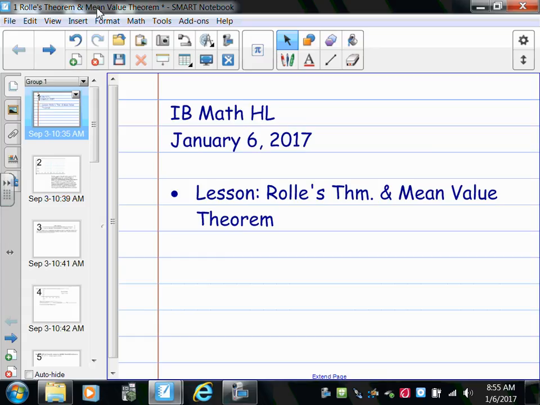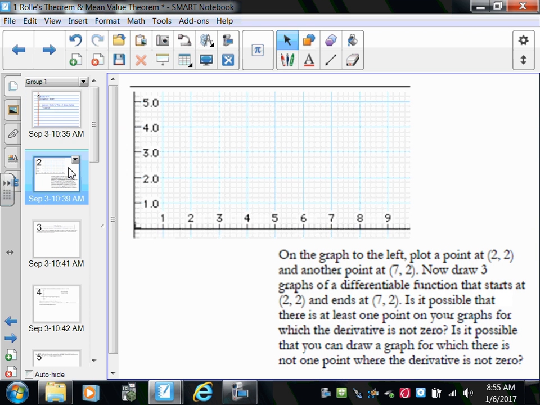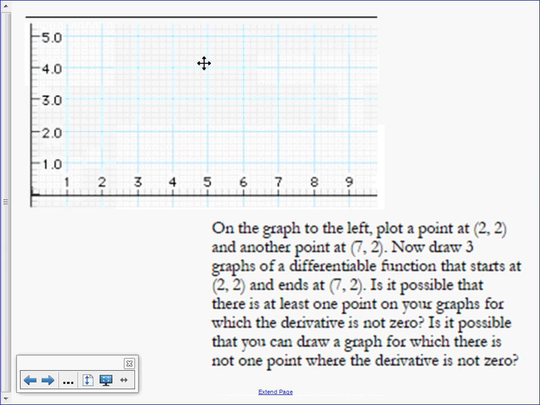Usually the two theorems on Paper 3 that will show up are Rolle's theorem and the mean value theorem. They're pretty easy questions. So, for example, if you plot the points (2, 2) and (7, 2) on a graph, right?